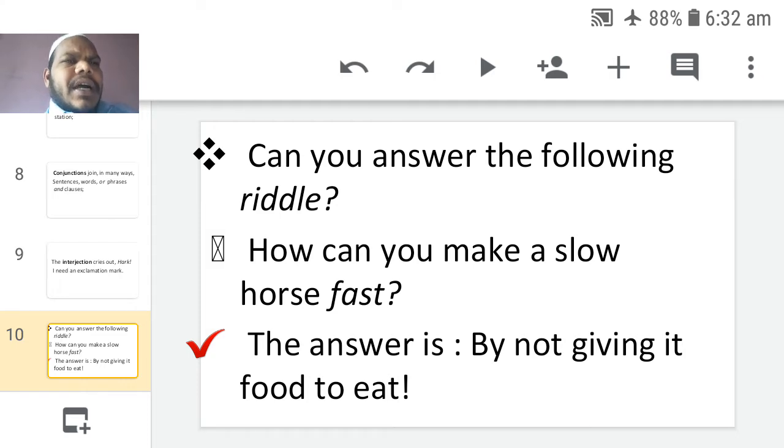Let's see a riddle on the parts of speech. Can you answer the following riddle? If you're good at parts of speech, you can give the answer. Let's see here. How can you make a slow horse fast? Riddle on the parts of speech. How can you make a slow horse fast? What's the answer? The answer is by not giving it food to eat. Yes, that's the answer.